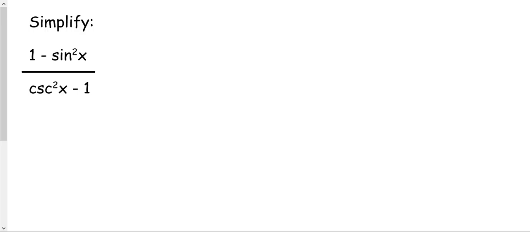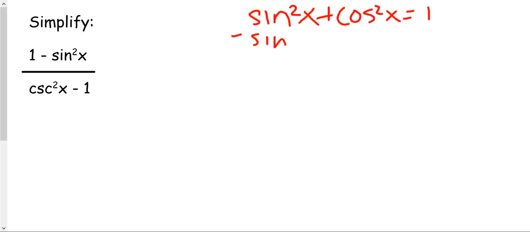If I take a look at my first Pythagorean identity on our sheet, I get sine squared x plus cosine squared x is equal to 1. And if I subtract sine squared x from both sides of my equation for my identity, I get cosine squared x is equal to 1 minus sine squared x.